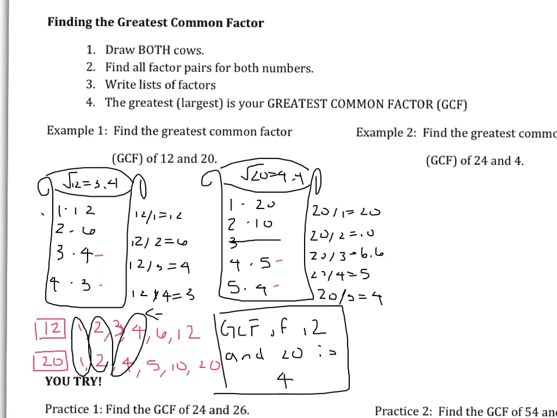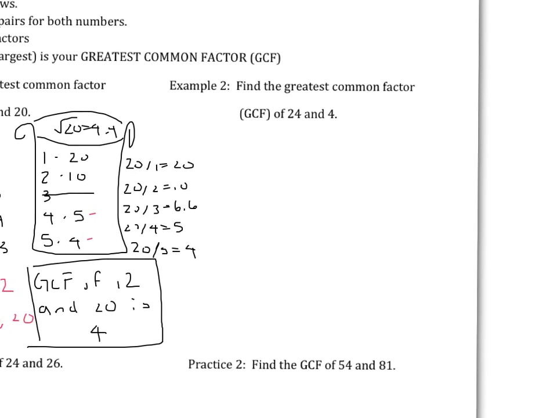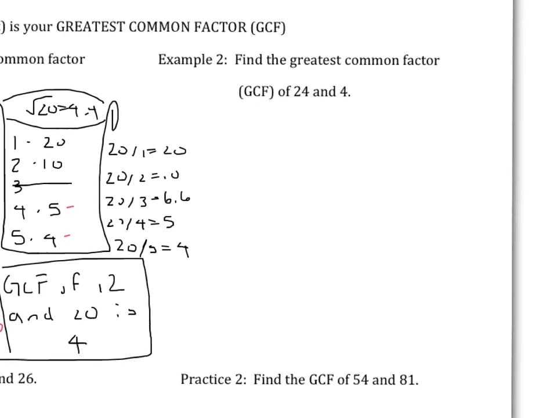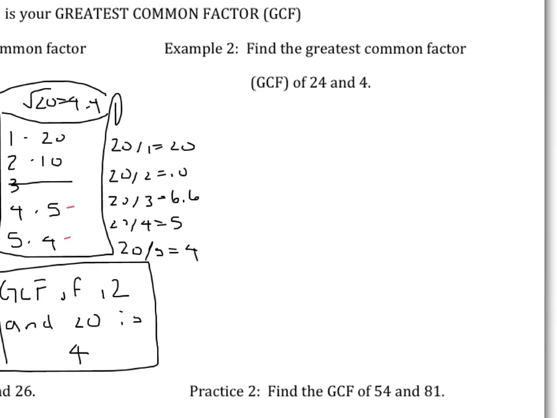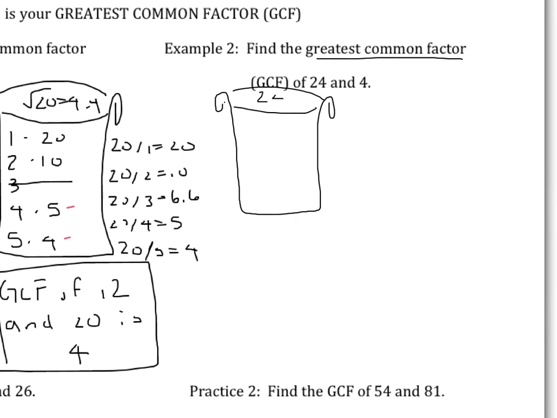Alright, let's do another example, and then you'll have a little bit of time to practice. So I'm going to zoom in on example number 2. And again, I have: find the greatest common factor of 24 and 4. So I want to find the number that they both have in common, the biggest factor they both have in common. So I'm going to make two cows. One for 24.